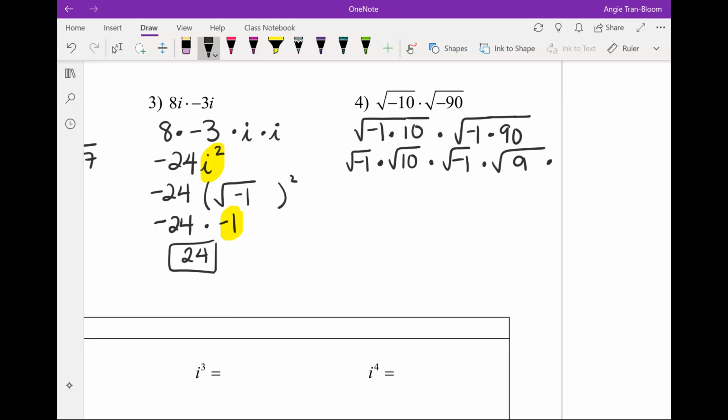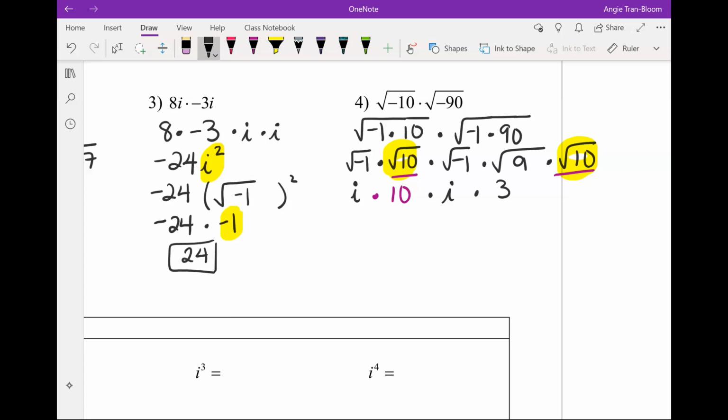But 90, can I break that down to any square numbers? 9 times 10, okay? Well, what's square root of negative 1? i. Can I do anything with square root of 10? No, but how many of those do I have? 2. I got square root of 10 times square root of 10. Would you agree that's technically 10 for those 2 guys? Yes or no? Okay. Then what's this one? Another i. What's square root of 9? 3. You're right. So I'm going to hold it right here.